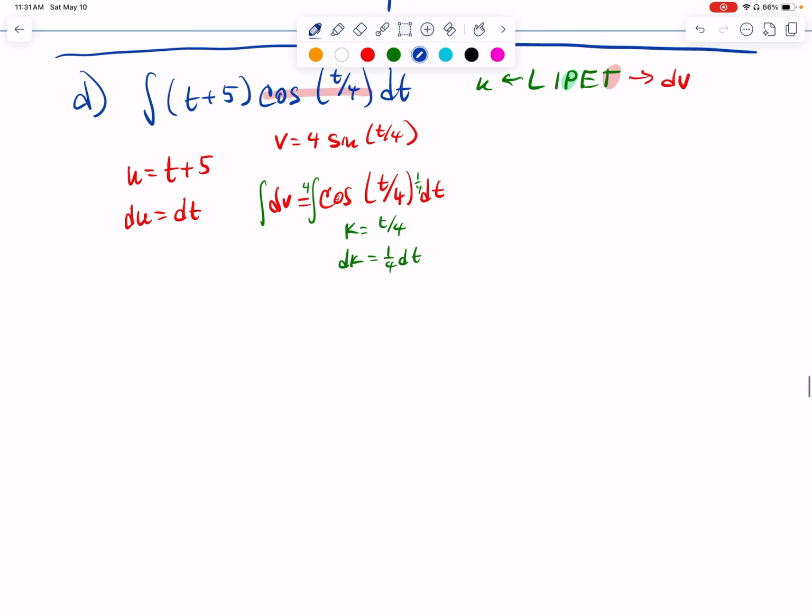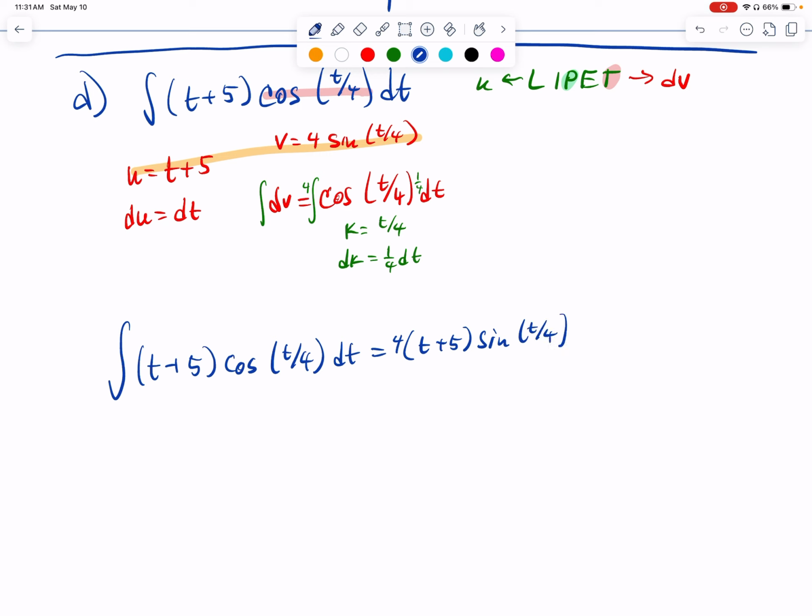Okay, this means, just rewriting here, the integral of (t + 5) cosine of t over 4 dt equals uv, it goes straight across here, which is (t + 5). Excuse me, that 4, I'll just bring that on the outside there. That'll look good. Of 4 sine of t over 4 minus our integral of v du.